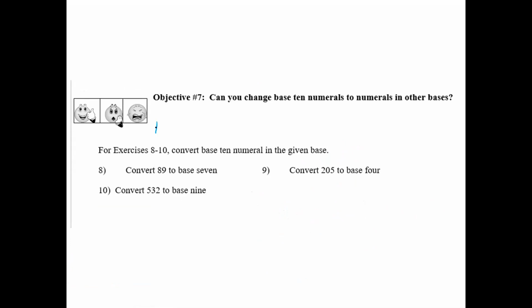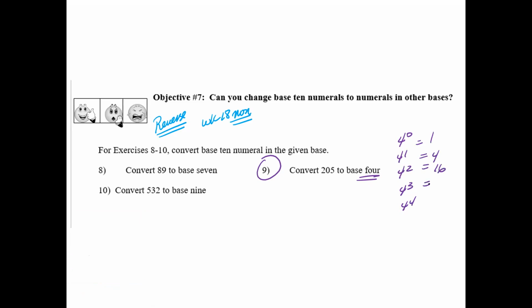How do you do the reverse of this? Again, watch your week 18 Monday video if you're not quite sure how to do this. I'm going to start off with number 9. You want to convert to a base of 4. So I start with 4 to the 0, 4 to the 1, 4 squared, 4 cubed, 4 to the 4th, which is 1, 4, 16, 64, and then 256. Given that my number is 205, I can just stop here and cross that one out because 256 is too big, and I start with 64.